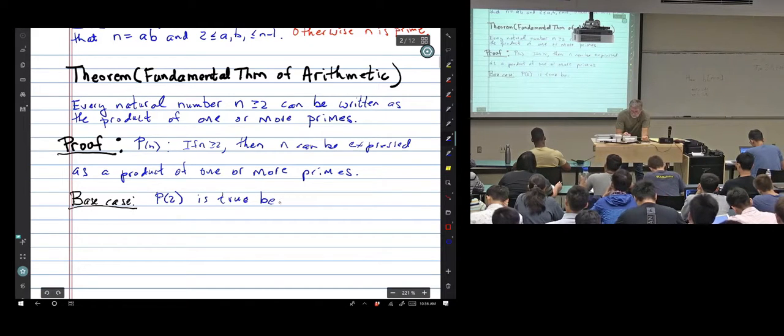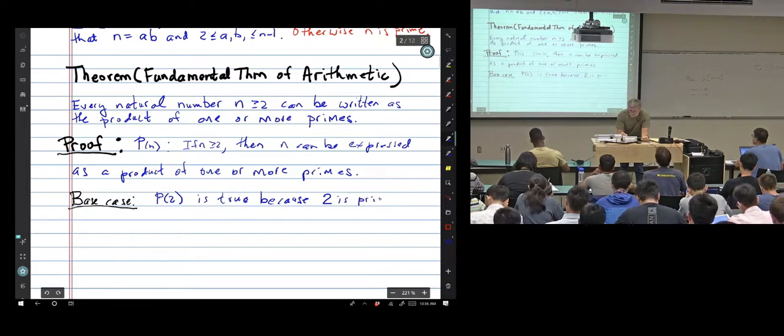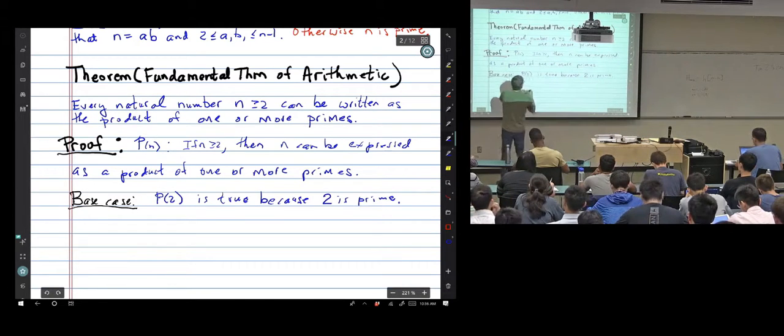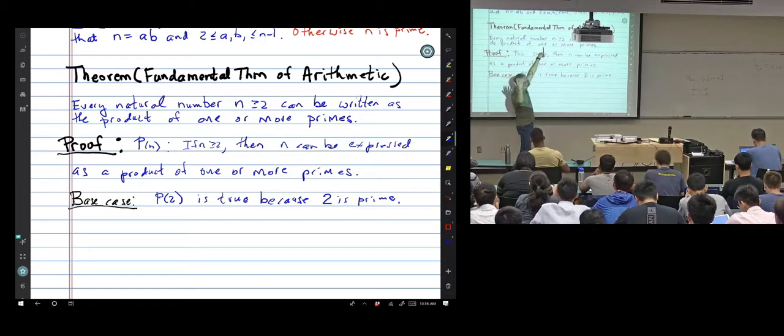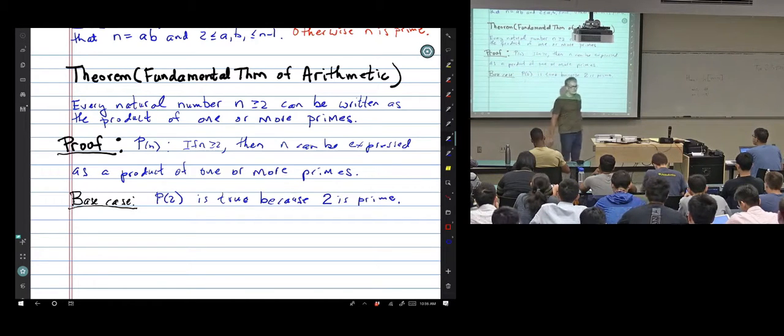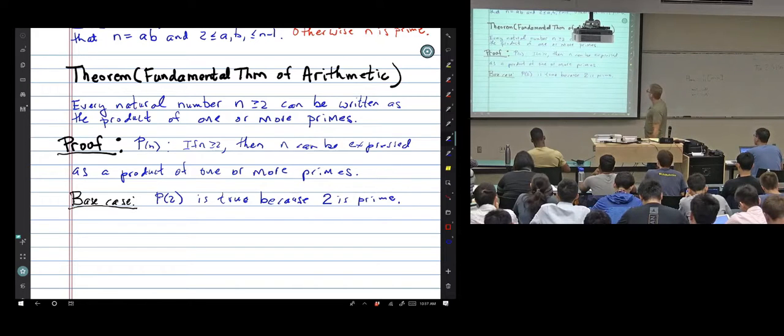True, because 2 is prime. Okay, so the product of 1 or more primes. So all the prime numbers will be only a product of 1 prime. Okay, it's not really a product, it's just how it's stated. So the base case is simple.